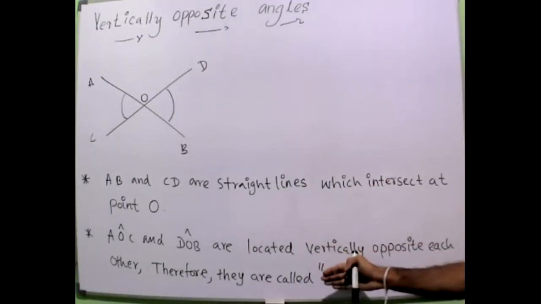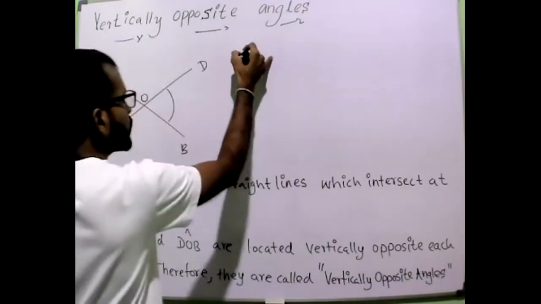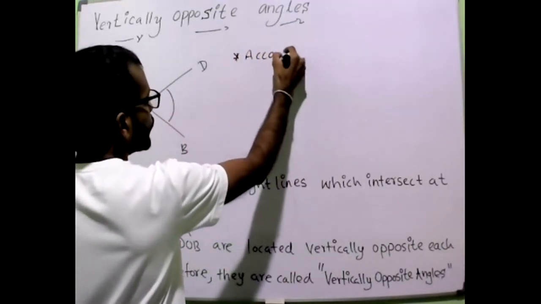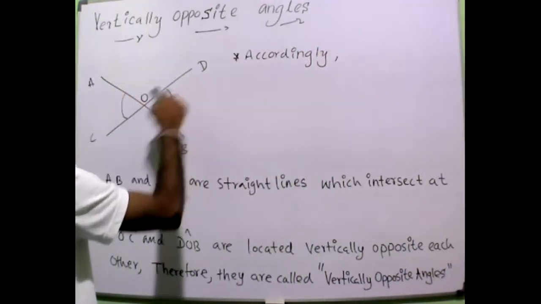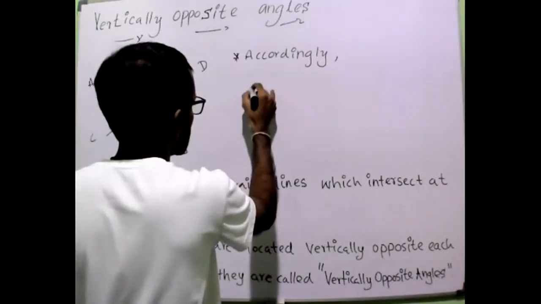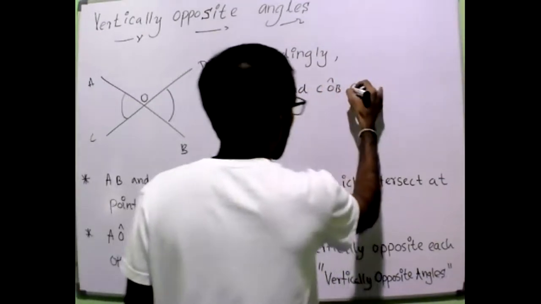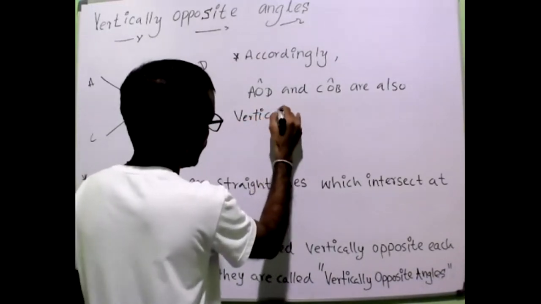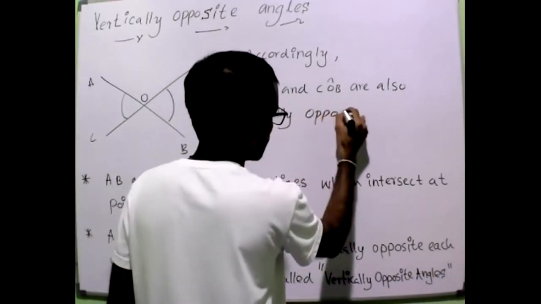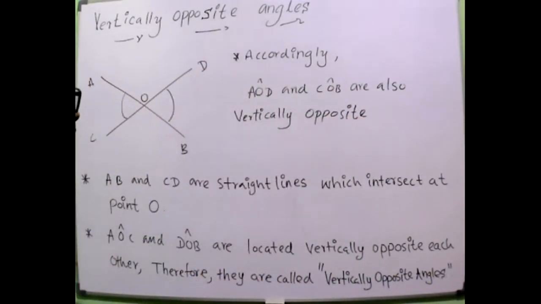After writing this down, according to this, you can write accordingly: AOD and COB angles are also vertically opposite. Okay. Now please write this.